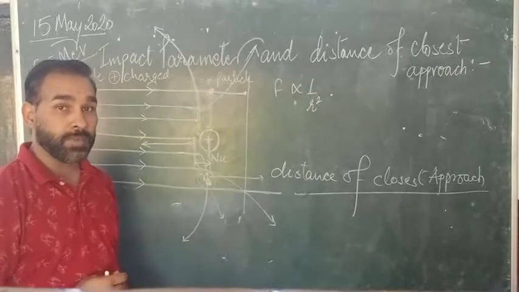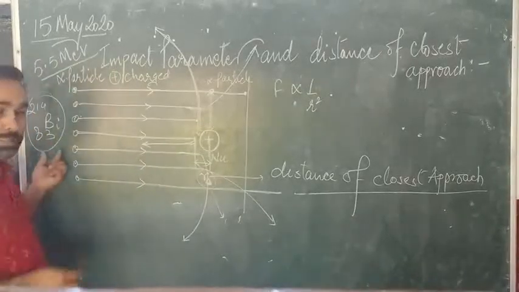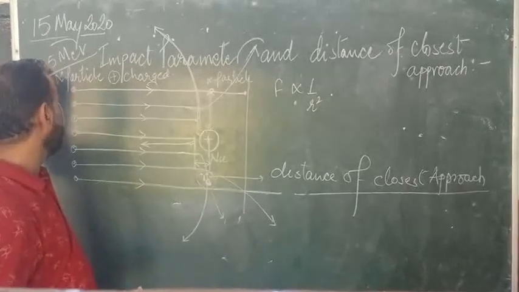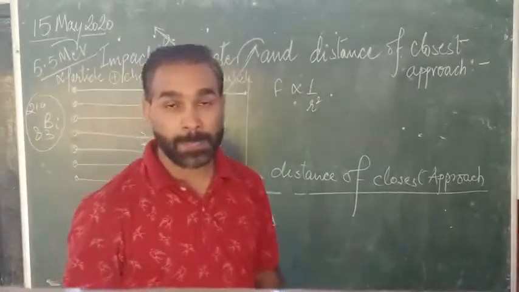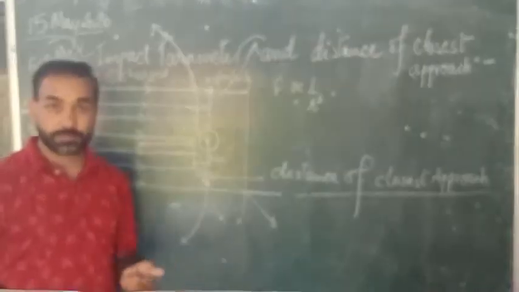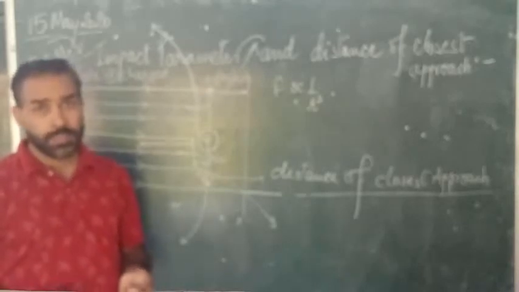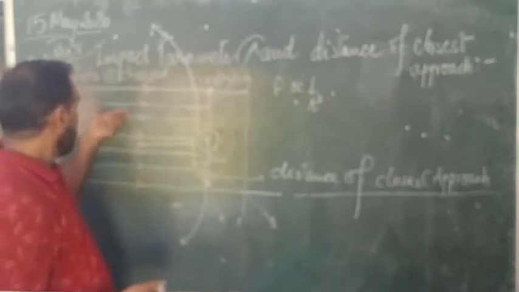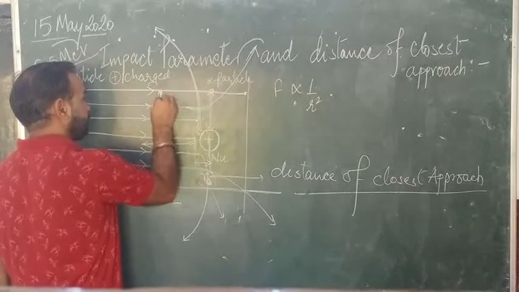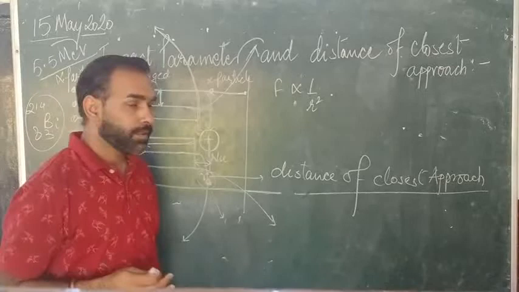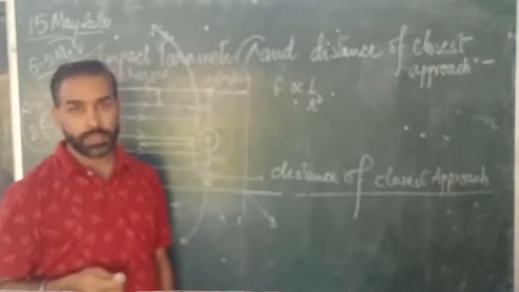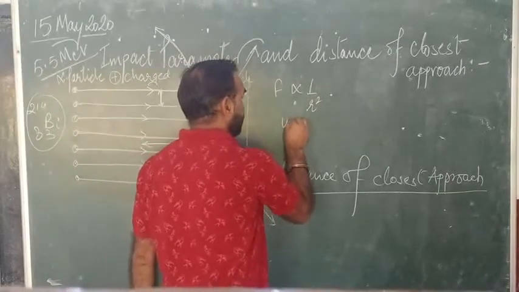In the case of Geiger and Marsden, they took bismuth as a radioactive substance from which alpha particles were radiated with an energy of 5.5 mega electron volt. So this is called the distance of closest approach. Now, what is impact parameter? Impact parameter is defined as the perpendicular distance between the velocity component and the nucleus. It is denoted by B, the impact parameter.